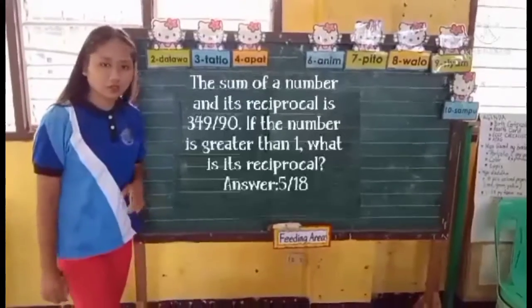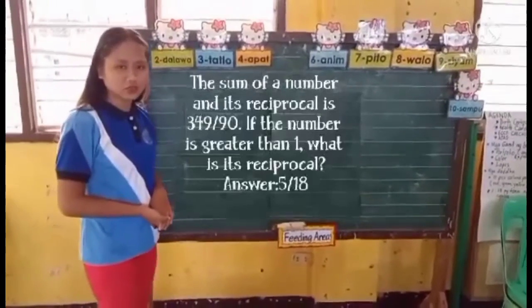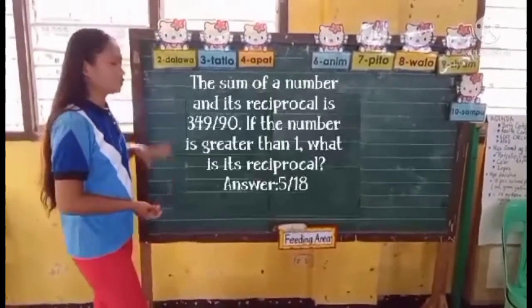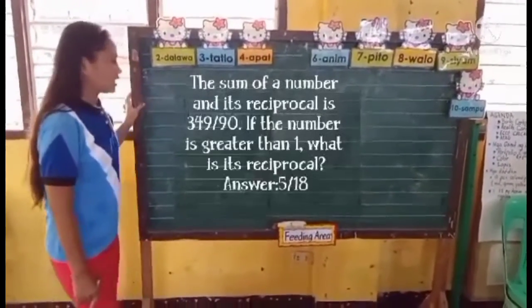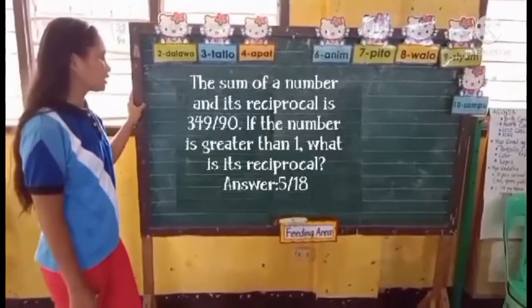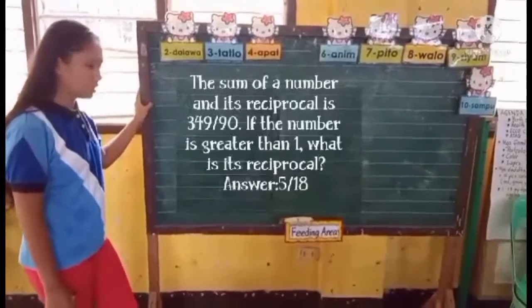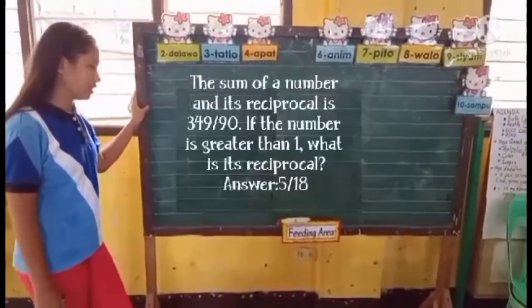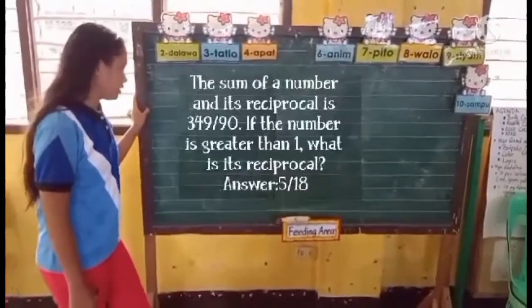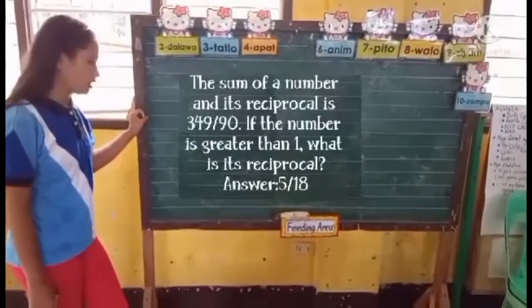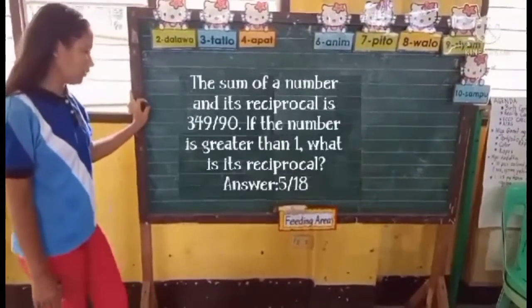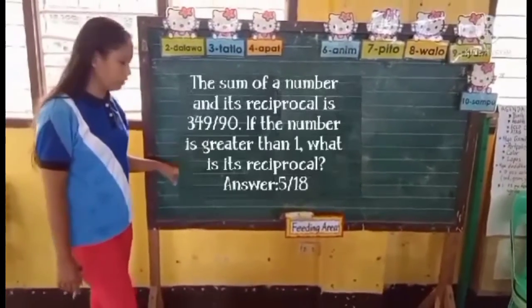9,720. Good day, everyone. We will continue our lesson with the next question. So let us read the question. The sum of a number and its reciprocal is 349 over 90. If the number is greater than 1, what is its reciprocal? So the answer is 518.